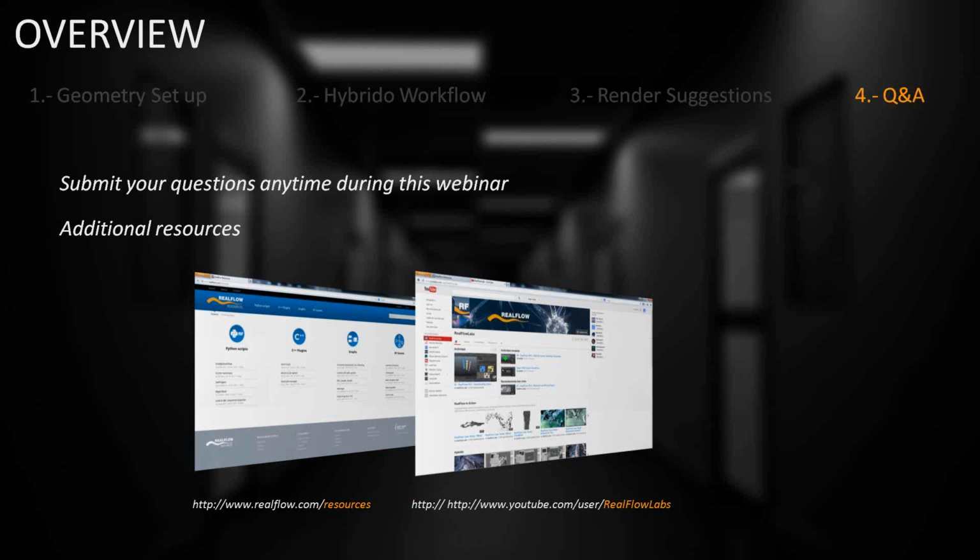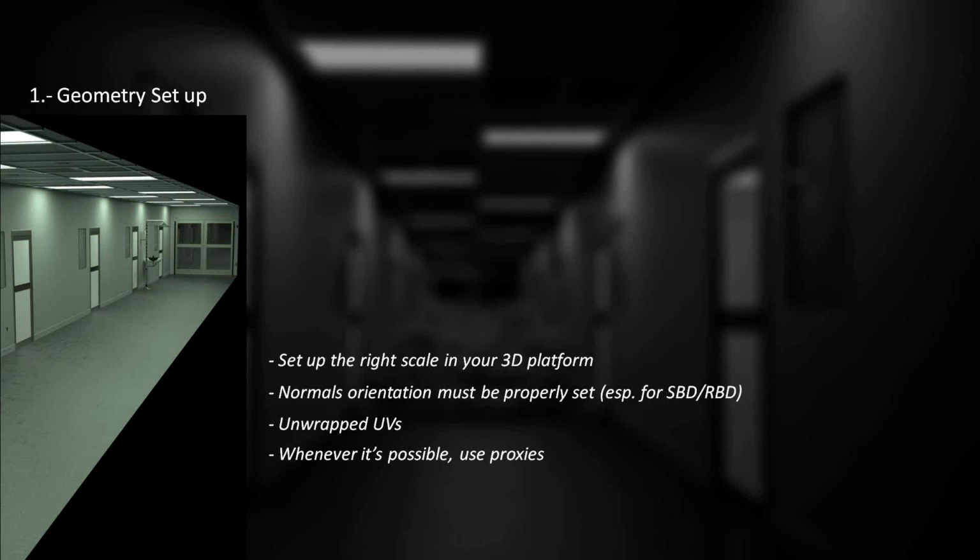And well, so let's get started, talking a little bit about the geometry setup. In this case, I'm going to work with Maya. And let me begin from scratch with a few tips. First one is to set up the right scale in your 3D platform. If you're going to work with a large scale simulation, it doesn't make sense at all to work with a sort of miniature scale. So it's really, really important, whether you're using centimeters or meters, to bear in mind that the scale is really important, as we will see later.